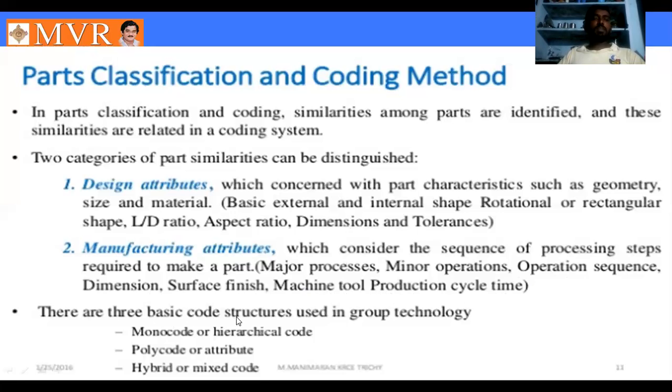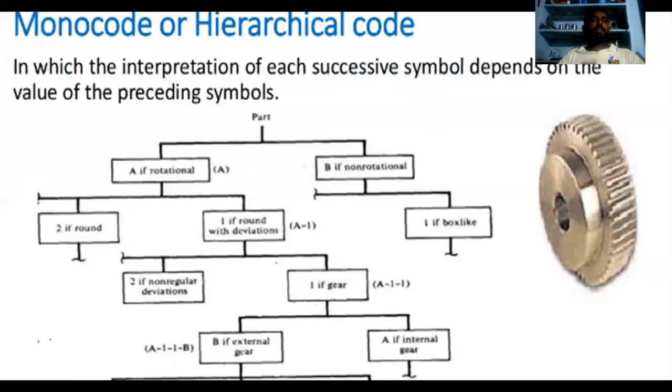So there are three basic code structures used in group technology generally. It is the part classification. In group technology we have three coding structures. The first one is monocode or hierarchical code. The second one is polycode or attributes code. The third one is hybrid or mixed code. So these are the three types of codes used in group technology. The first one is monocode or hierarchical code.